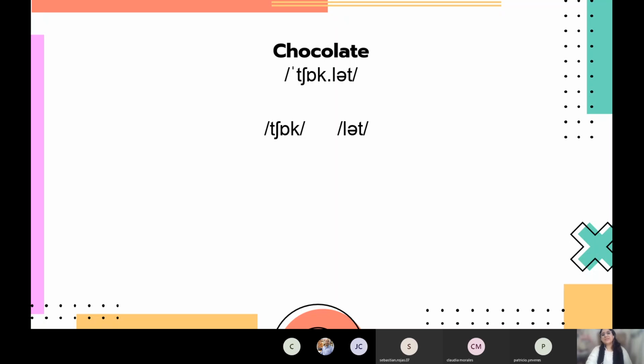So in terms of its structure, do you remember something about the structure of a syllable? What are the components of these syllables? Do they have consonant sounds, vowel sounds? I'll give you a hint. Do they start with consonants or with vowel sounds? Patricia?